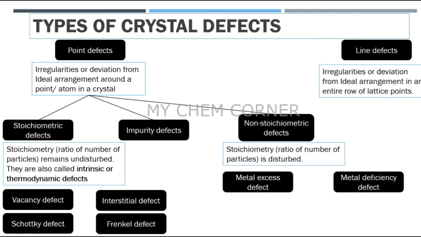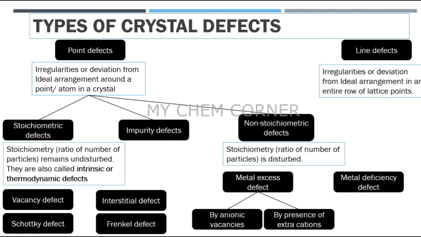Now, under metal excess defect, we have two different types. One is caused by anionic vacancy and the other one is caused by excess cations. Each of these we're going to go into in detail, and we're going to learn what the properties are, how it happens, and in which type of examples these defects are generally seen. So we will go into detail in this video.